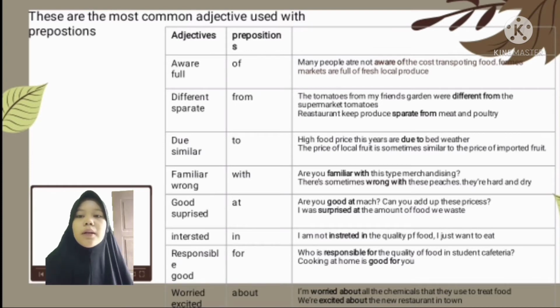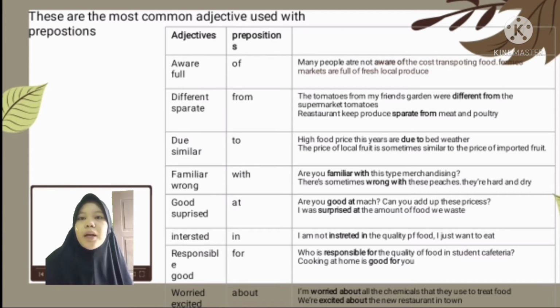Adjectives followed by the preposition with: are you familiar with this type of mango? There's something wrong with the peppers, they are hard and dry. Then adjectives like good and surprised, with the preposition at: are you good at March? Can you identify the phrases? I was surprised at the amount of food we ate. Adjectives followed by the preposition in: I am not interested in the quality of food. I just want to eat.